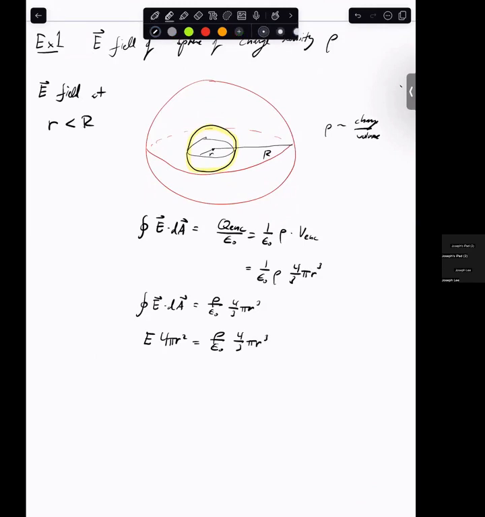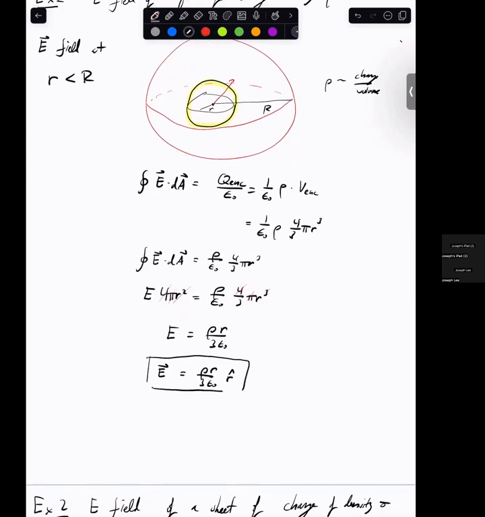Now we can apply some cancellations. And we get that the magnitude of the electric field is equal to rho r over 3 epsilon naught. So what direction does this field go in? It should be in the r hat direction, right? Because if we look back at our drawing, we have this uniform magnitude electric field that goes out radially from the center.